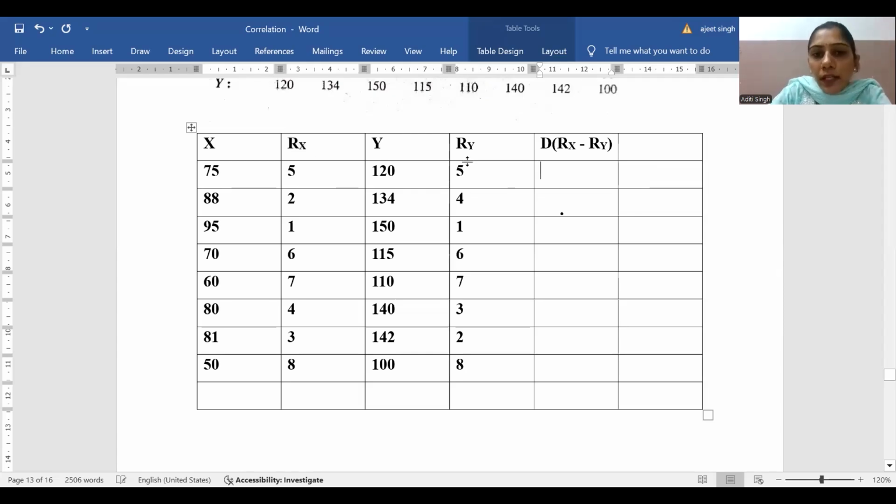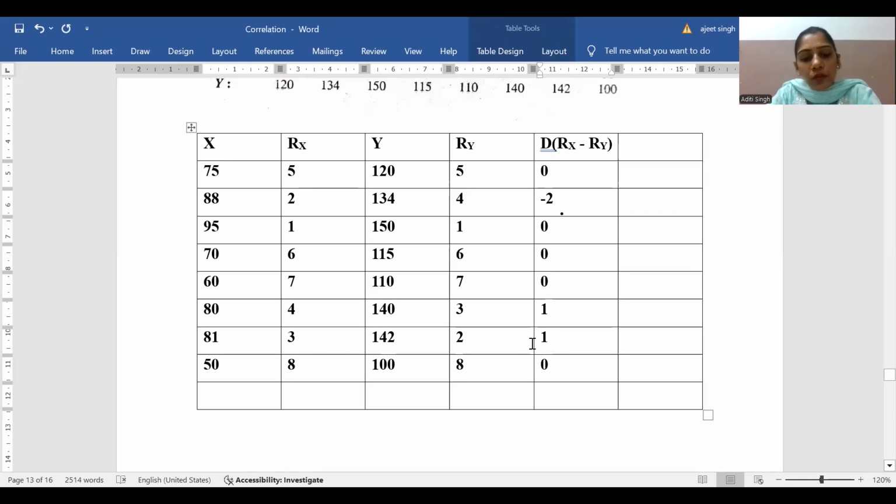So Rx minus Ry, 5 minus 5 is 0. 2 minus 4 is minus 2. 1 minus 1 again 0. 6 minus 6 it's 0. 7 minus 7 it's again 0. 4 minus 3 it's 1. 3 minus 2 it's again 1. And 8 minus 8 is 0.